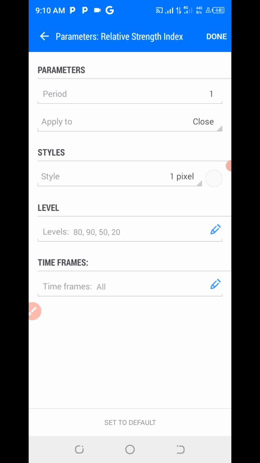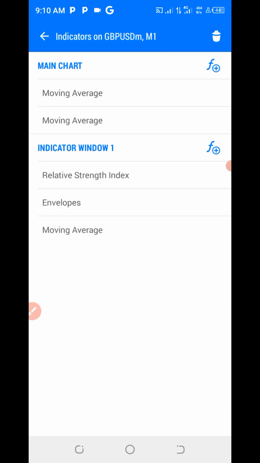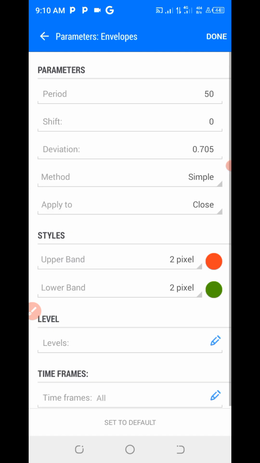So the period is 1, that's our relative strength index, apply to close, style is 1 pixel, then the color has to be the color of your background. My background color is white, so I'm using white. For the levels, we have the 80 level, the 90 level, 50 level, and 20 level. Once you are done, you click on done, then you click on the envelope strategy.